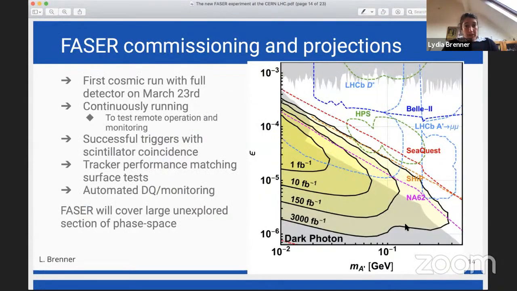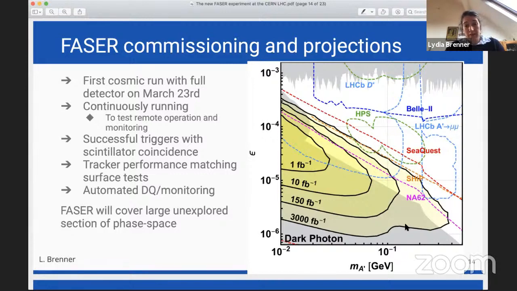So we did a first cosmic run with full detector on March 23rd. And it has been continuously running to test the remote operations and monitoring. We've managed successful triggers with the scintillator coincidence. The tracker performance is matching the performance of the surface test. And we have automated the data quality and monitoring.